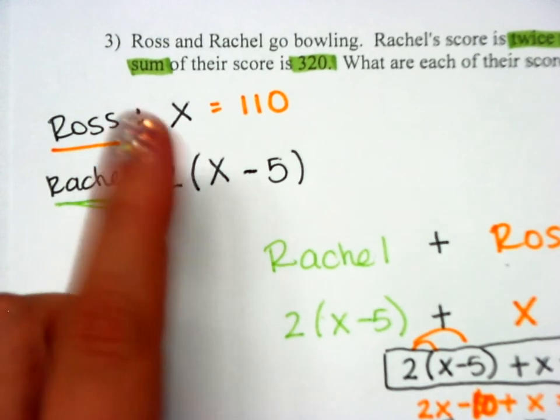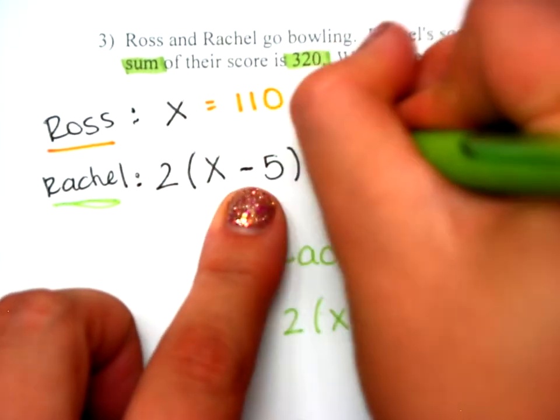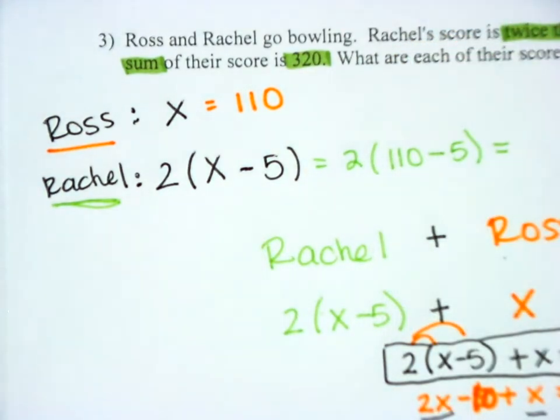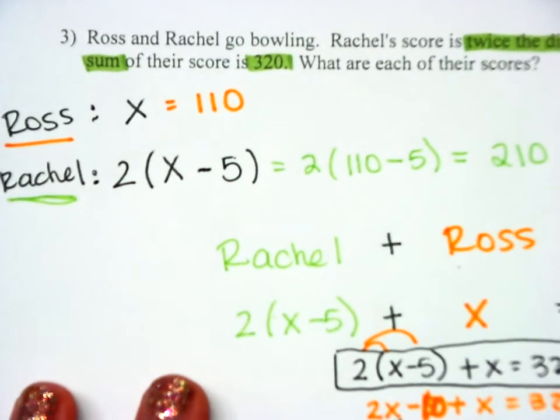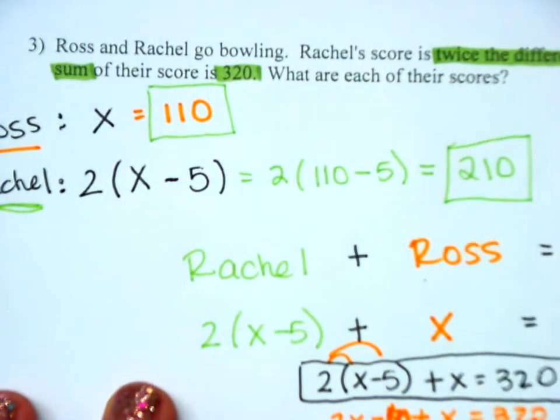So we're going to do 2 times 110 minus 5. Okay, and I get Rachel's score is 210. So I've got my 2 answers here: 110 for Ross's score and 210 for Rachel's.